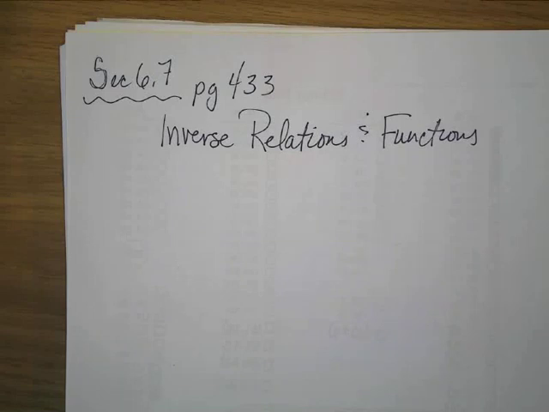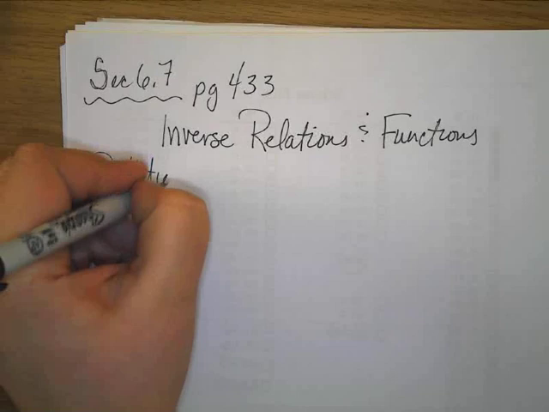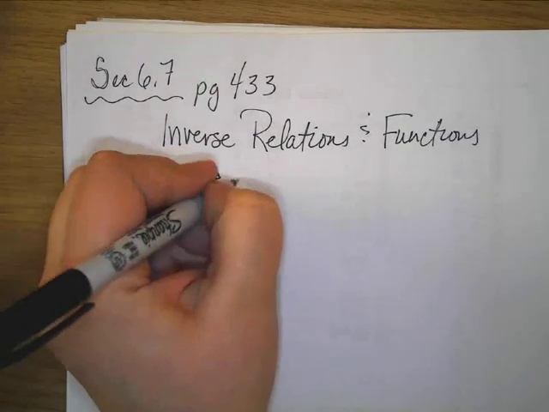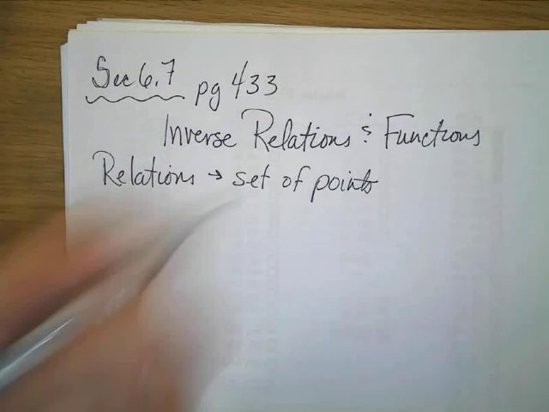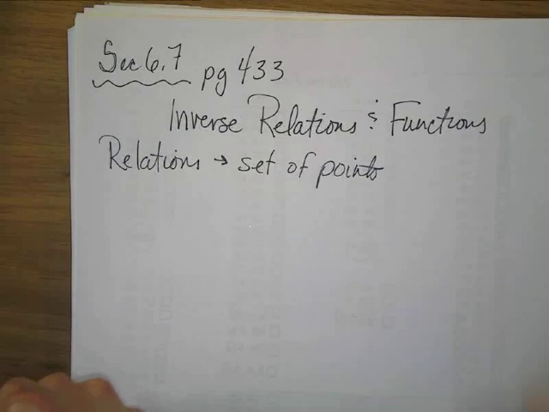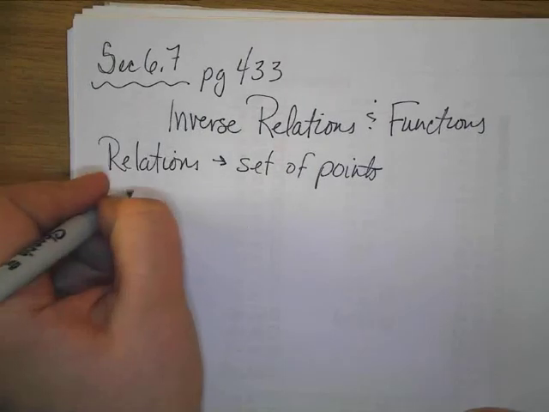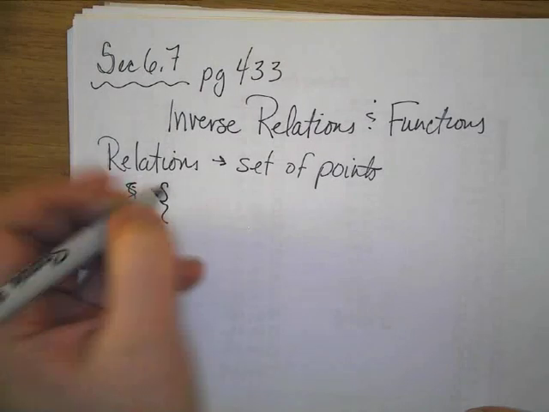So let's just do this. Now, relations are a little bit different than functions. Relations are a set of points. Okay? So, for example, let's say I give you this set. Ooh, that's a bad squiggly. There, that's better. Let's say I gave you this set.